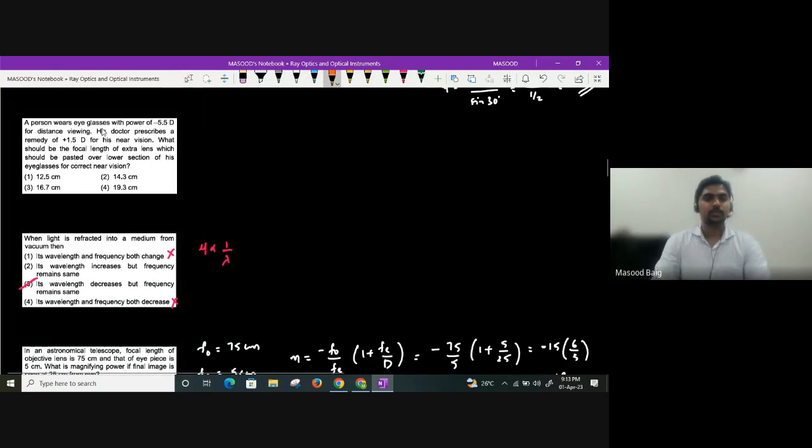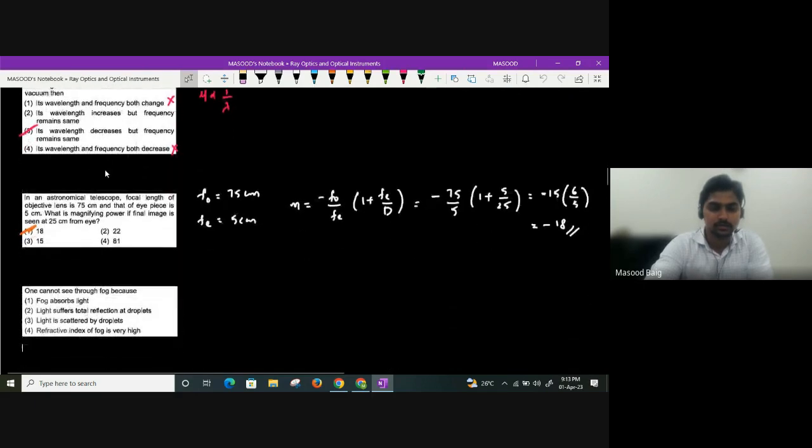A person wears eyeglasses with power minus 5.5 diopter for distant viewing. His doctor prescribes a remedy of plus 1.5 diopter for his near vision. What should be the focal length of the extra lens that should be pasted over the lower section for the correct near vision, they are asking. So let us do this question later because it is related to the human eye. We will not do it now.